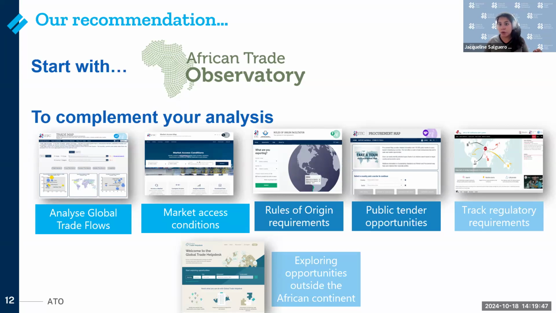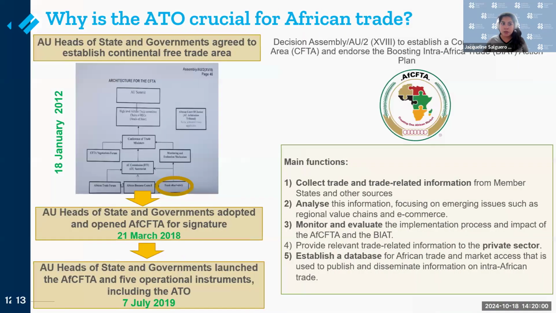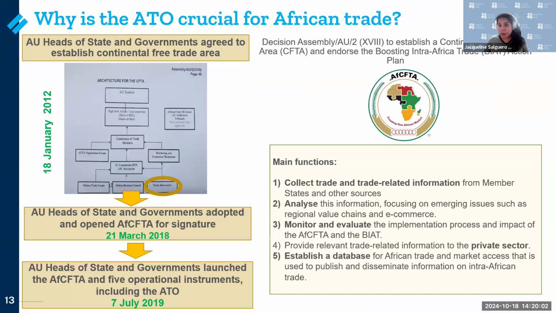And we start with the ATO. Why? Because the ATO is actually an integrated solution. It combines the information from all these different tools into one platform. So that's why we will be focusing on the ATO today. And why is the ATO important for Africa?